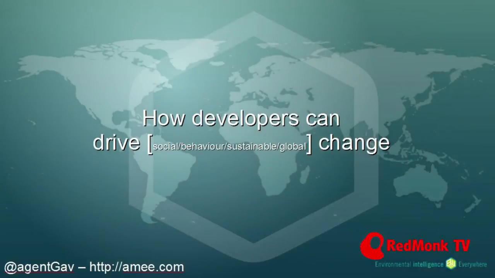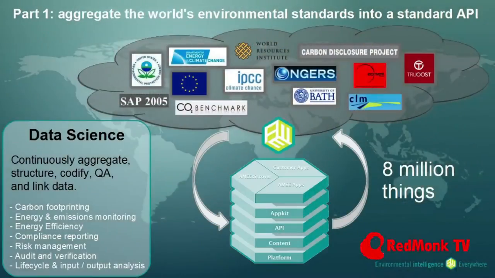I think it's all kinds of change, it's global change, of many, many different types that we're codifying the world. We used to build things, well, we still do, but we used to build things with kind of bricks, steel, things like that. We now build things with code. AMEE's specific thing, just to give you an idea of what we do, it's a nice, simple diagram here. Aggregate the world's environmental standards into a single standard API.